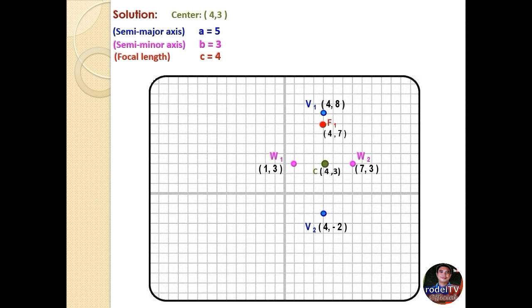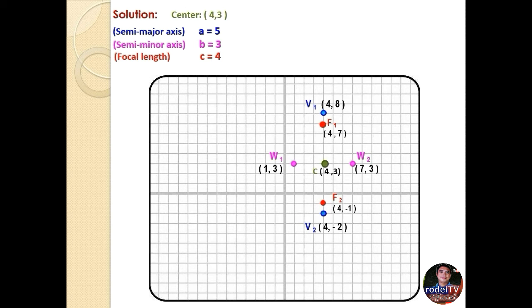We just added 4 units to our y-coordinate. From 3, we went up to 7. And the value of our x-coordinate remains the same. Now, for our second focus, let us again count 4 units, this time in downward direction. Our second focus, therefore, is at point positive 4 and negative 1. That's because 3 minus 4 from the center is negative 1.